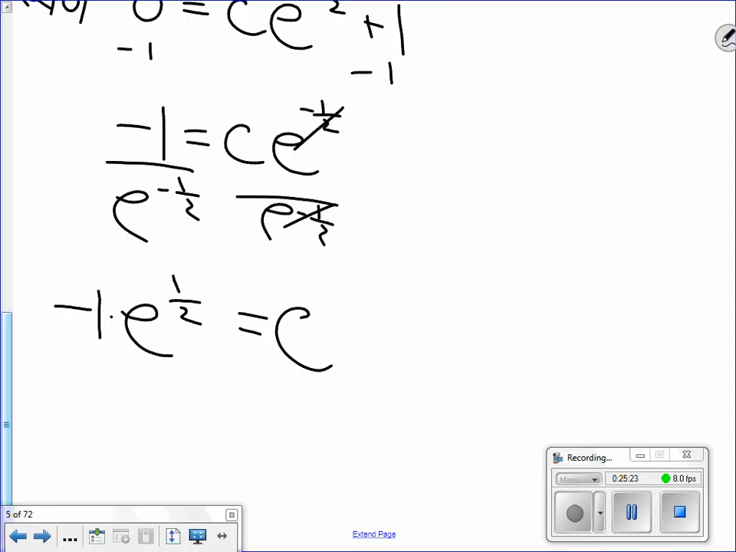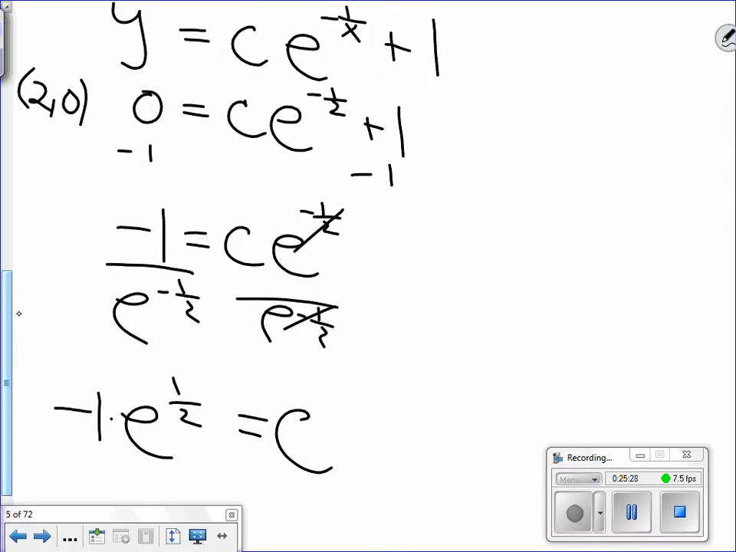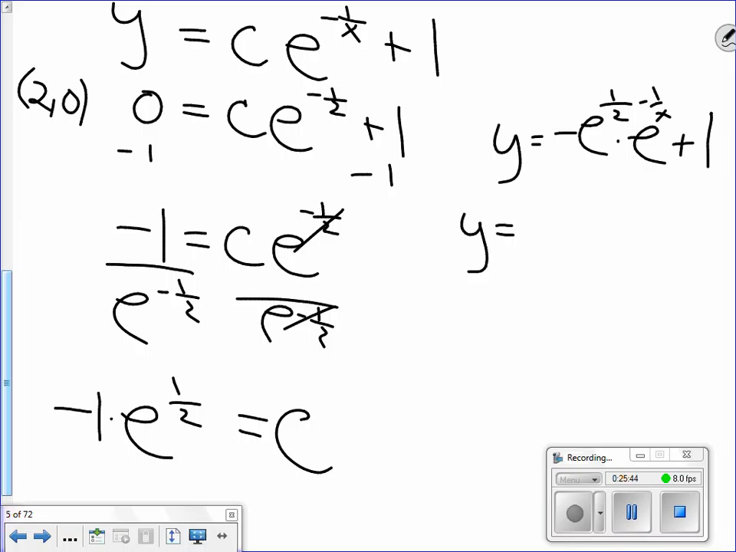Yep. Now, if we put that back, our solution is y equals negative e to the 1/2 times e to the negative 1 over x, plus 1. When you multiply with the same base, you keep the base, but you add the exponents. Like a little robot. Keep the base, add the exponents. So it's 1/2 minus 1 over x. Plus 1. So that's a good solution, right? All right, kids, have fun with the rest of it tonight.